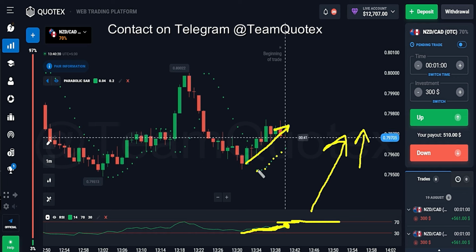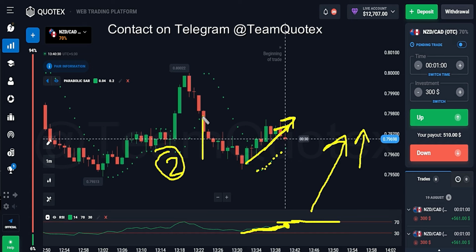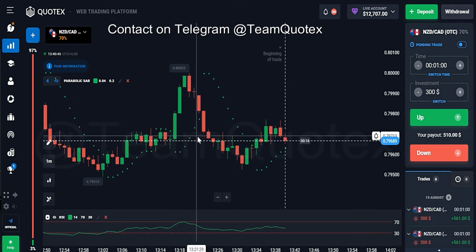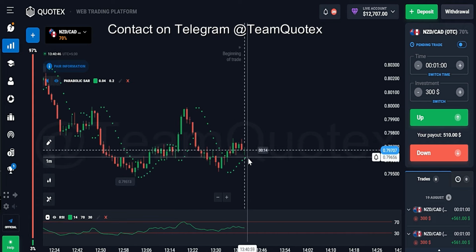So if the position of this parabolic is below the price, that means it's also indicating us an upward direction trend. And after getting 2 confirmations, guys, we will easily try to place our trades in up direction. For how long? It's a very important topic, guys. If you are analyzing the market for 1 minute candle or for 2 minute candle, then you can easily trade at the same time frame.